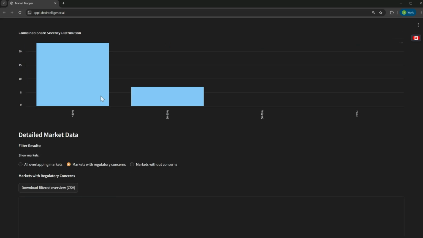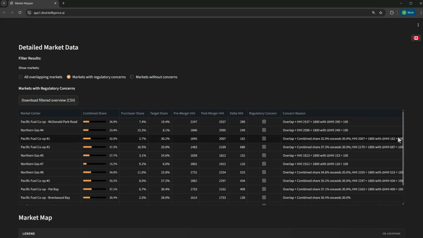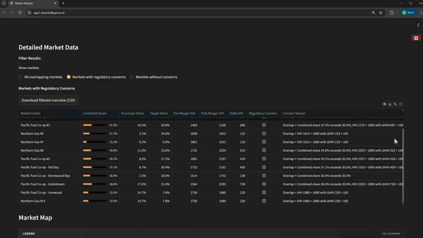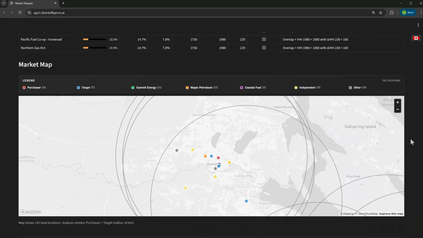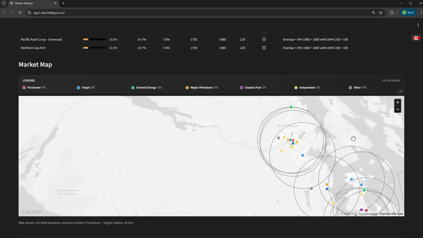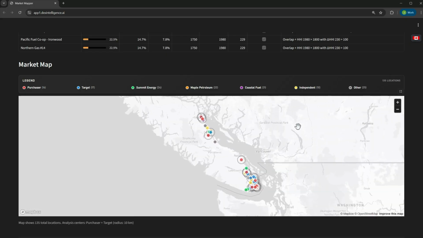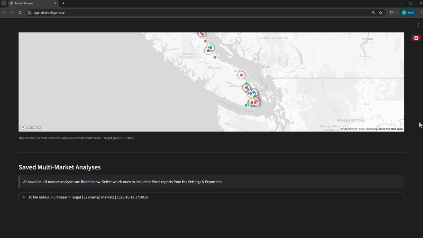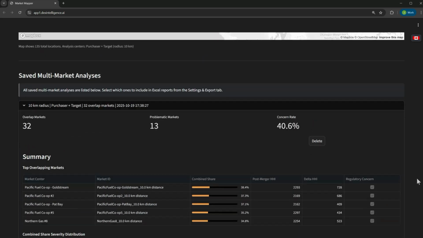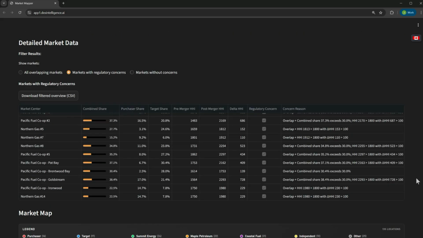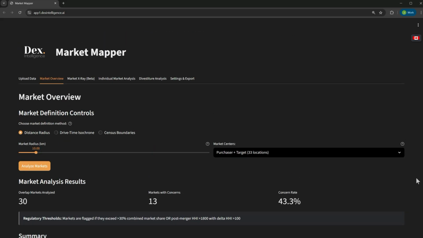We can look at a filtered list of just the markets that have HHIs or post-merger market shares that exceed the regulatory thresholds, and we can see what these markets look like on a map. For now, this just helps us get a sense of the scope and distribution of the markets under this market definition, and down below we can save all of our analysis for later review or to be included in the report that we generate at the end of the process.